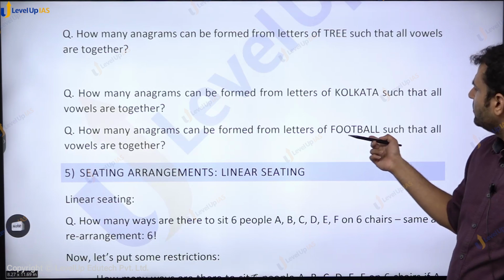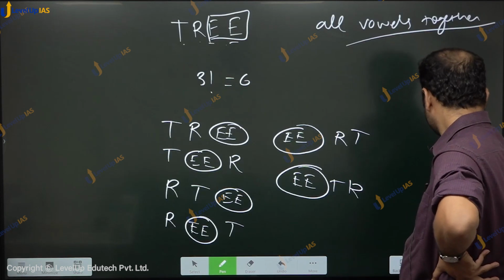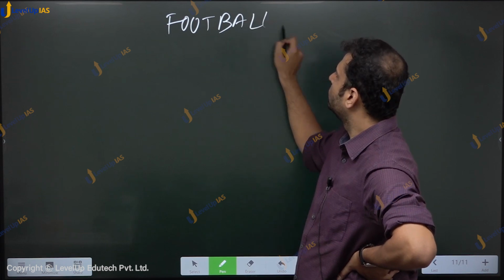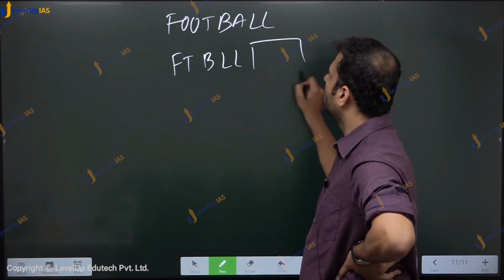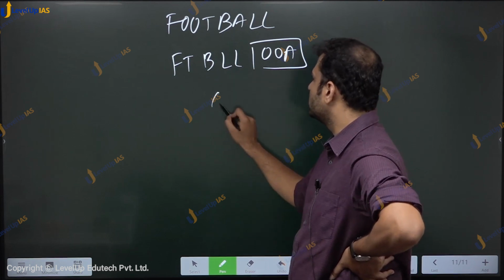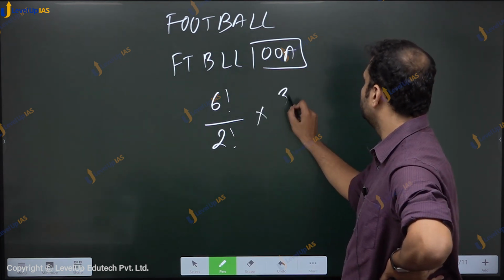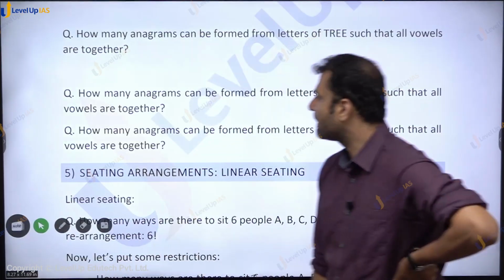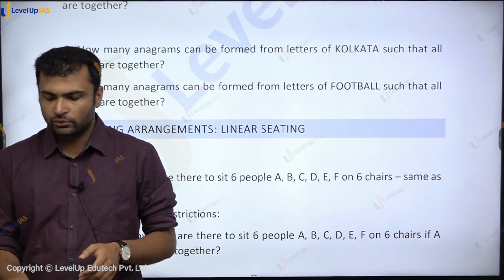How many anagrams can we form from the word football such that all vowels are together? Again, one more question. We have football. We have F, T, B, L, L, and inside the block we have O, O, A. So we have 3 plus 2, 5 plus 1, 6, 6 factorial by 2 factorial since L has come 2 times, and inside rearrangements we have 3 factorial by 2 factorial. This is the answer. I hope you have understood this.